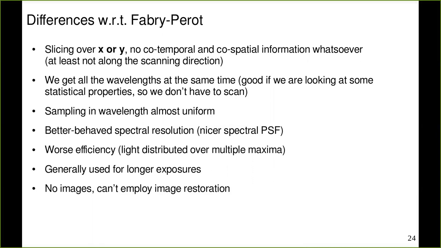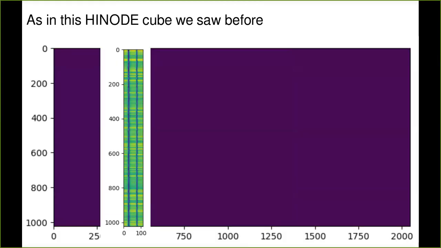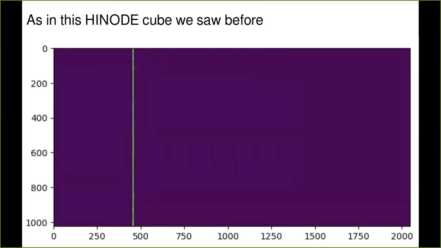You would get one slice of the solar surface in all the wavelengths, which, however, when you think a little bit about it, can also be useful. Let's say that I wanted to look at the properties of granules. By putting my slit here, I'm cutting over a reasonable amount of these granules.